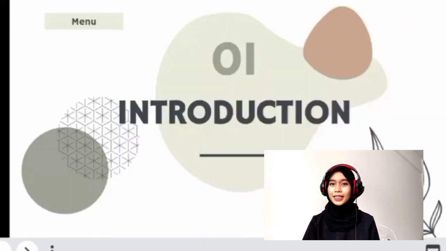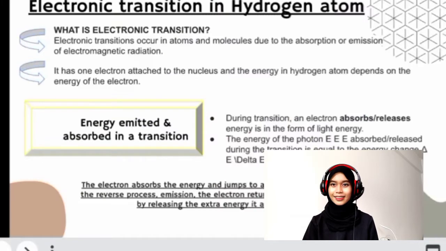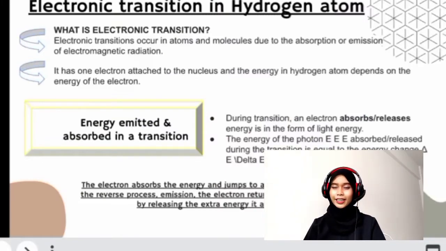Okay, let me start my presentation with the introduction. Electronic transition in hydrogen atom. But what is electronic transition? Electronic transition occurs in atoms and molecules due to the absorption or emission of electromagnetic radiation. Hydrogen has one electron attached to the nucleus, and the energy in hydrogen depends on the energy of the electron.